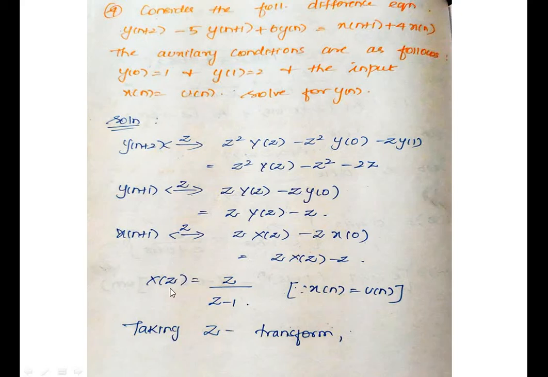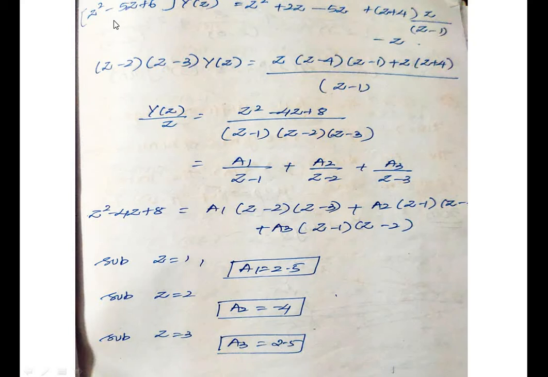So apply z transform to it. We get X of z is equal to z by z minus 1. So we will take z transform to this entire difference equation given in the question. Simply we are going to substitute whatever we have found out so far. So just substitute. We get it as z square minus 5z plus 6 multiplied by Y of z equal to z square plus 2z minus 5z plus z plus 4z by z minus 1 minus z. So we have just substituted all the requirements, y of n plus 2, y of n plus 1, x of n plus 1 into this difference equation, and we have got this format.